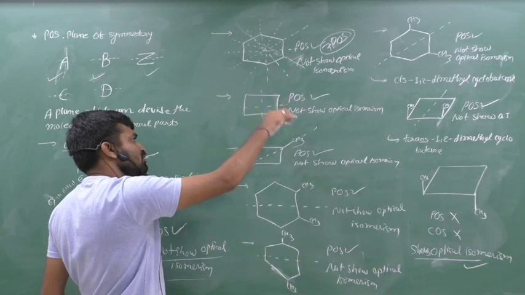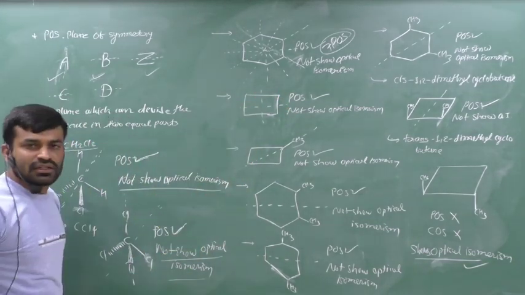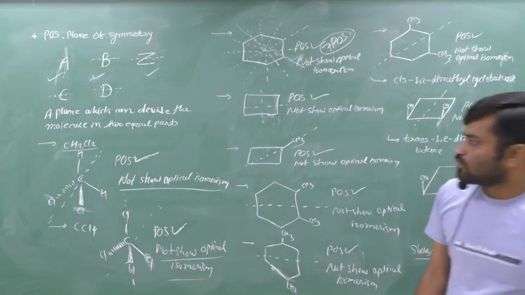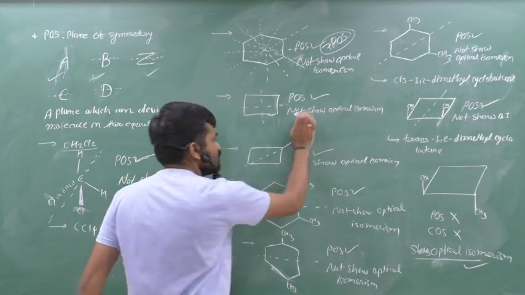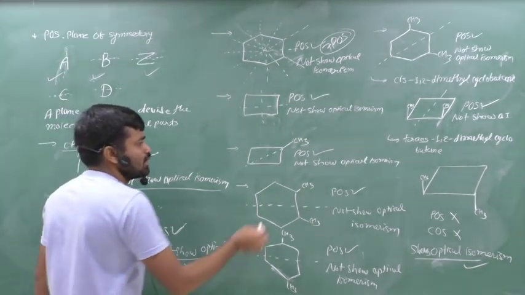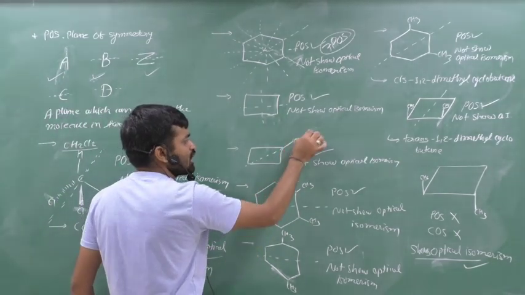Now, if you think about cyclobutane, it also has planes of symmetry, because the first one is that, the second one is that, the third one, the fourth one, so it has a plane of symmetry. Therefore, it does not show optical isomerism. If you think about methylcyclobutane, it is also optically not active, because it has a plane of symmetry.